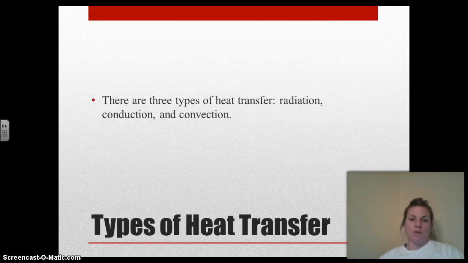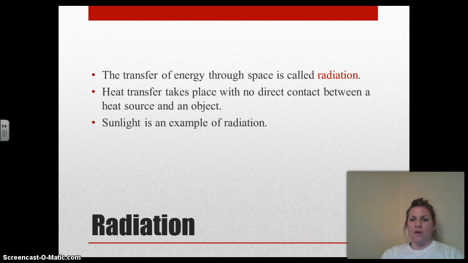So, first topic we're going to talk about is the types of heat transfer. You need to know that the 3 types of heat transfer are radiation, convection, and conduction. So let's talk about each one of these in detail. Radiation is the first one we're going to talk about. Radiation is the transfer of energy through space.